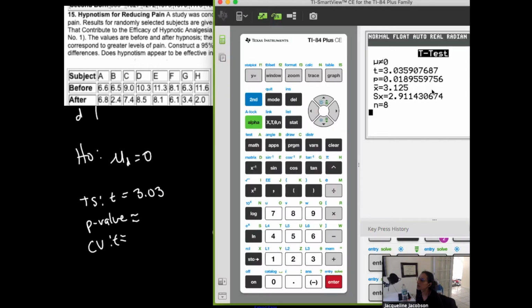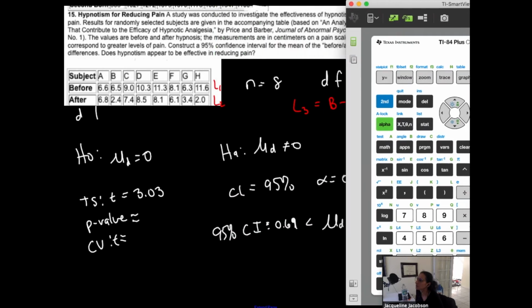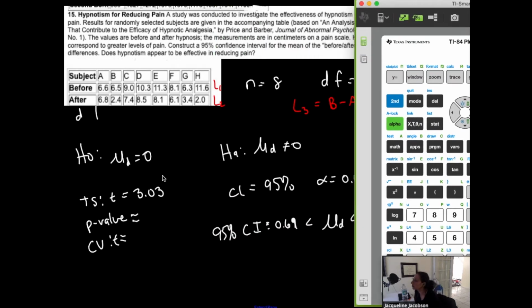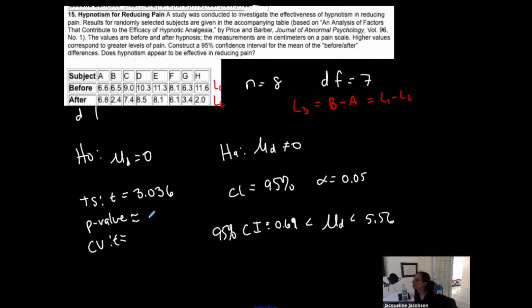What was it? 3.036. And then my p-value was 0.0159, if I round properly.